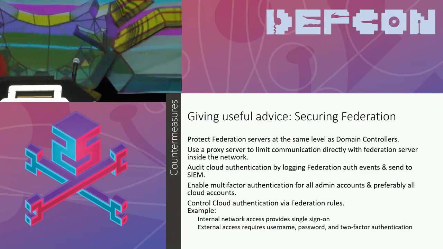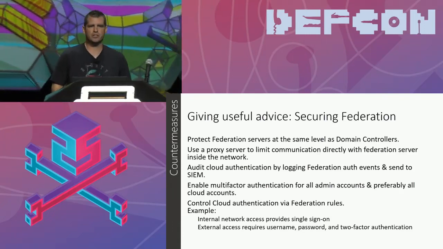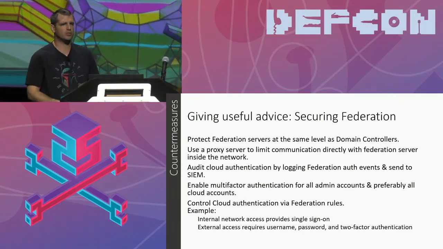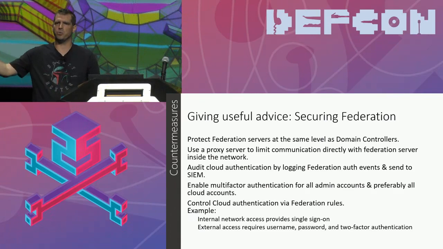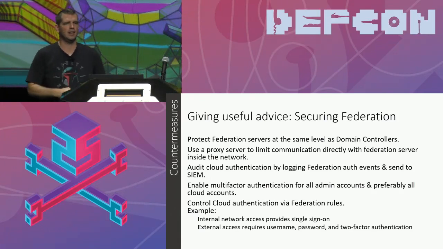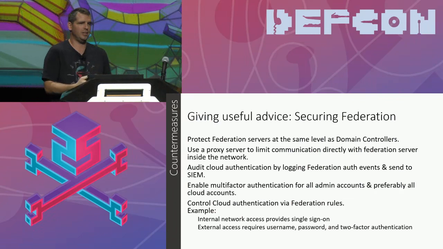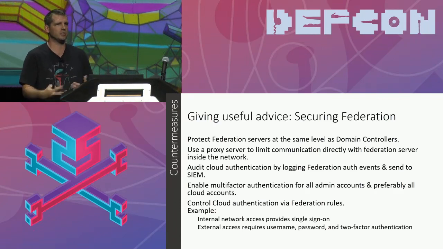So when it comes to federation, there's a few things that are important to do. We want to make sure that federation servers are protected at the same level as domain controllers. That proxy server is important to prevent that communication from coming in from the outside. Auditing that cloud authentication, getting that logging, so that the info security team actually knows what sort of authentication is occurring. And so if there's something that looks weird, they know what that is.